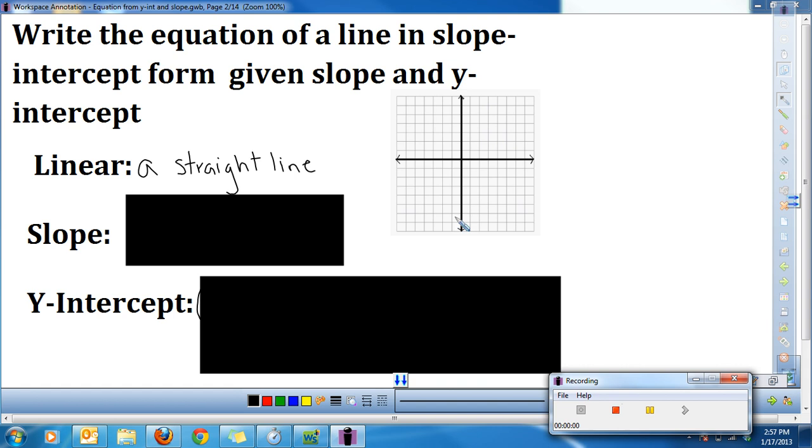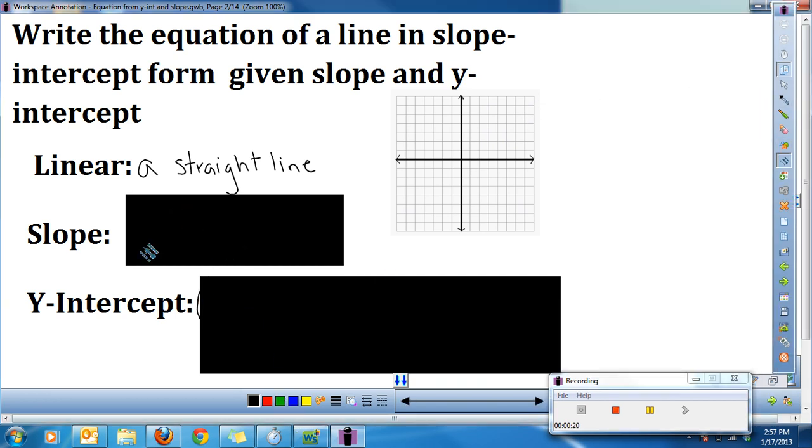Today we're going to talk about writing the equation of a line in slope-intercept form given the slope and the y-intercept. So first of all, let's just get some vocabulary out of the way. First of all, what is a linear line? We're talking about linear equations. You write linear equations in slope-intercept form.